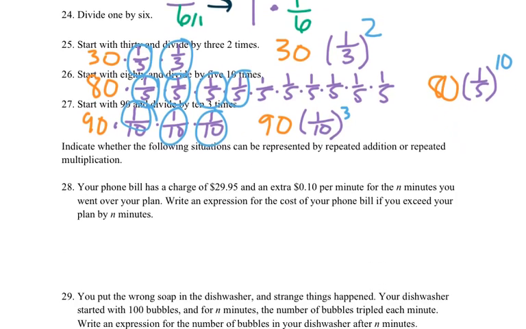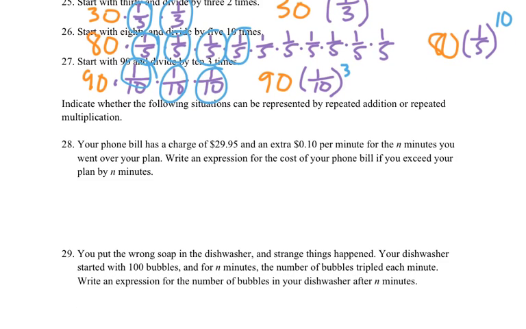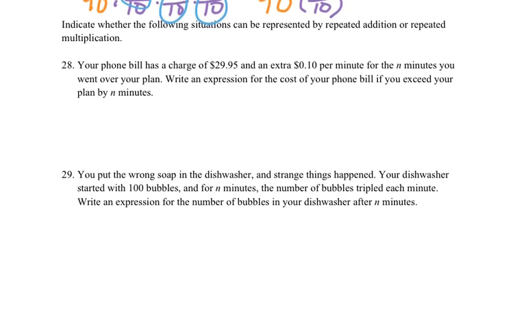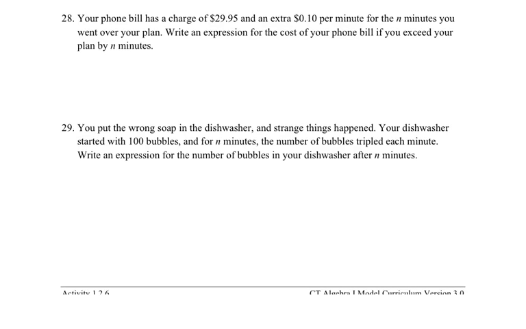And let's move on from here. So indicate whether the following situations can be represented by repeated addition or repeated multiplication. So number 28 says, your phone bill has a charge of $29.95 and an extra 10 cents per minute for the n minutes you went over your plan. Write an expression for the cost of your phone bill if you exceed your plan by n minutes.